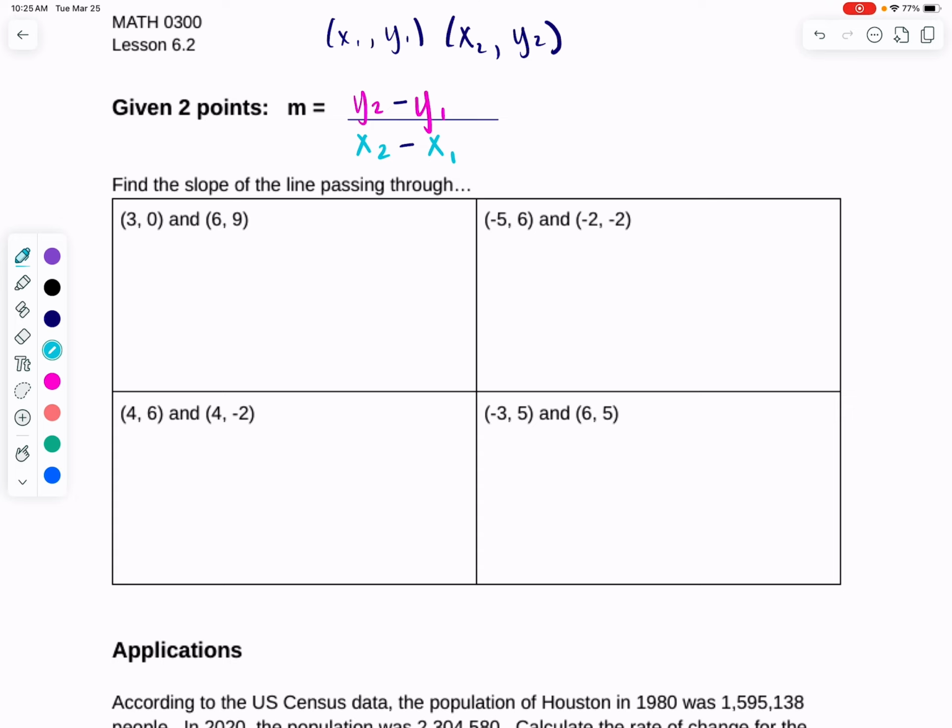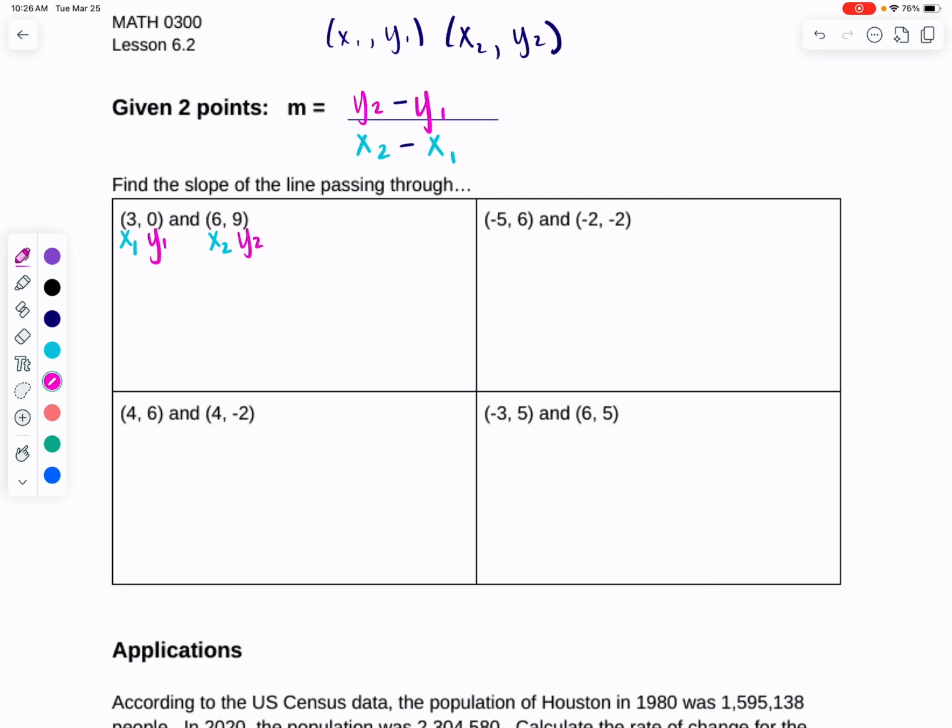The only things you get to play with are the numbers in a color. I'm going to start on the first one by identifying my pieces. So I have the x-coordinate for my first point and the x-coordinate for my second point, the y-coordinate for my first point, and the y-coordinate for my second point.